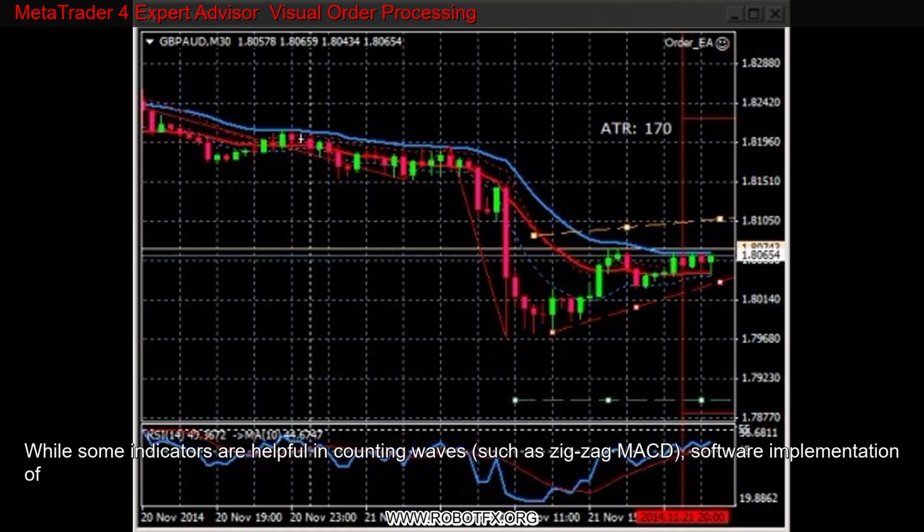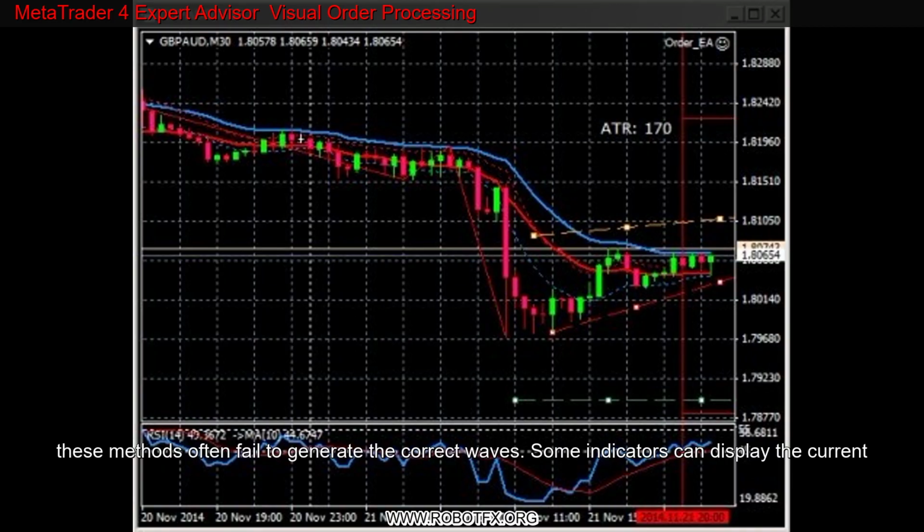While some indicators are helpful in counting waves, such as zigzag and MACD, software implementation of these methods often fails to generate the correct waves. Some indicators can display the current trend as either up or down, but none can correctly draw trend lines bracketing the movement. Thus, the human brain, guided by experience, training, rules, and proper charting software designed to produce easy-to-visualize trend flags, channels, and so on can identify entry points, waypoints, and targets for the successful generation of profit.